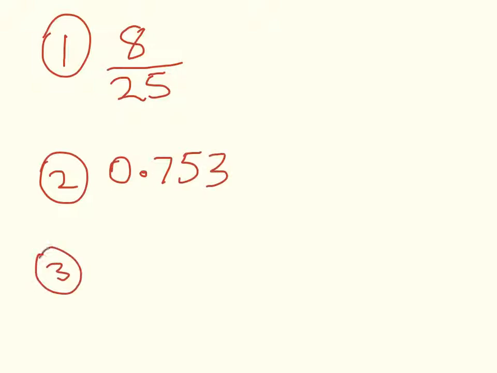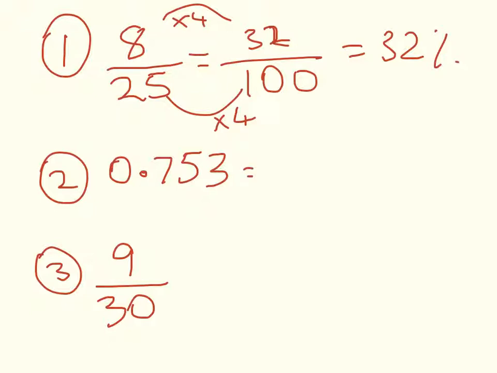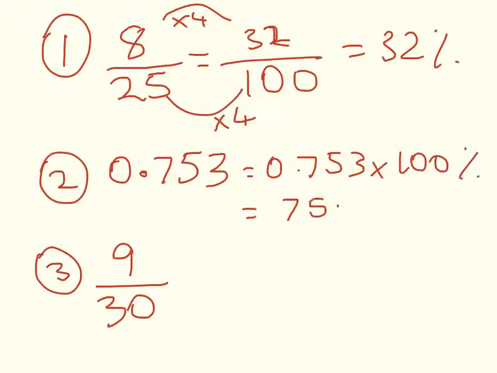And here's the third one. Right, so 8 out of 25 is fine. We can do that probably straight to an equivalent fraction by going 25 times 4 and 8 times 4. So that's 32 out of 100, which is 32%. The next one, 0.753, decimal to a percentage, so I multiply by 100 and I get 75.3%.